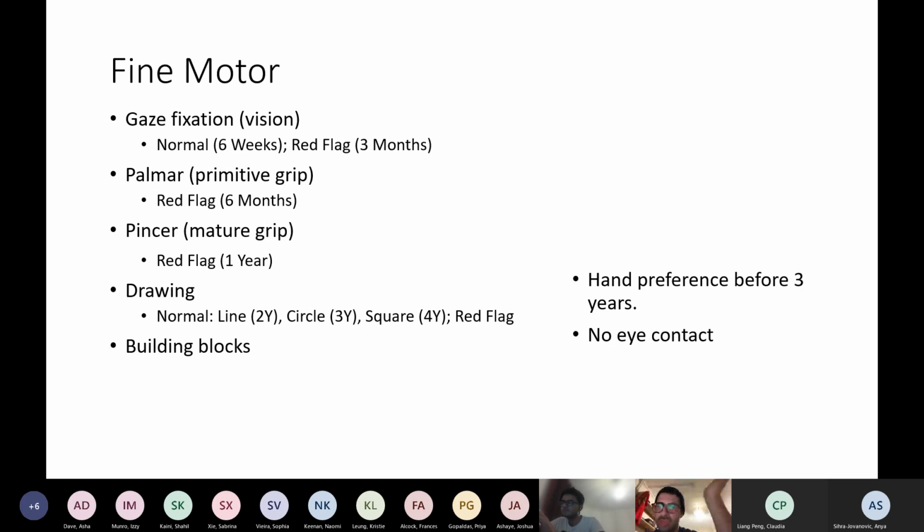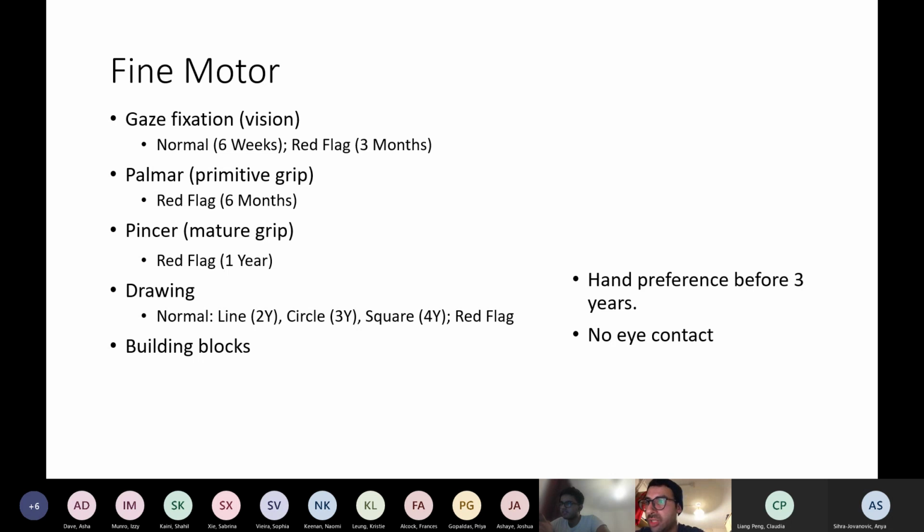Drawing, forget about it. I just include it because you have to, but I actually can't be bothered to explain it. It's just silly. It's never going to be important. And then if they have any hand preference before 3 years, then that is really important.